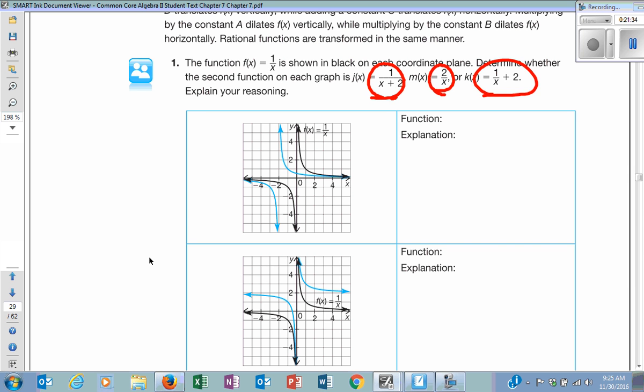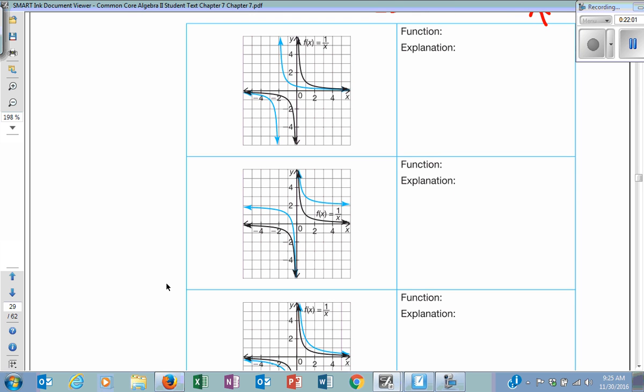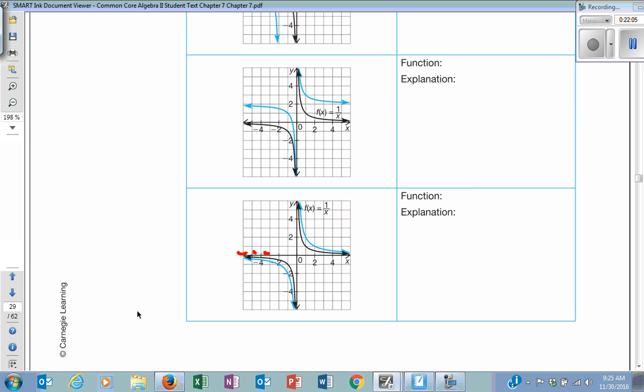Well, right here, if you remember, we said that if anything is outside, it moves it up and down. So if you remember the rules that I taught you, this is the part that's going to move it up and down. And when I'm talking about up and down, that's going to shift my horizontal asymptote. So if I look down here, my horizontal asymptote is right there. My horizontal asymptote for this one is right there. Notice it has not been shifted.